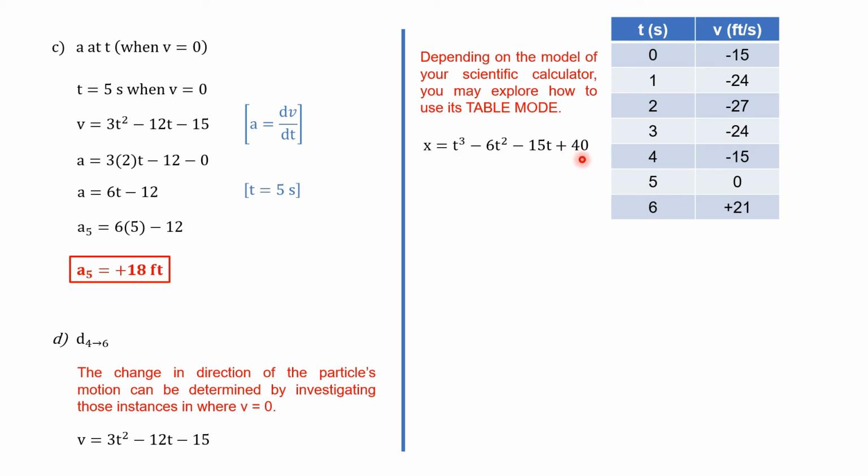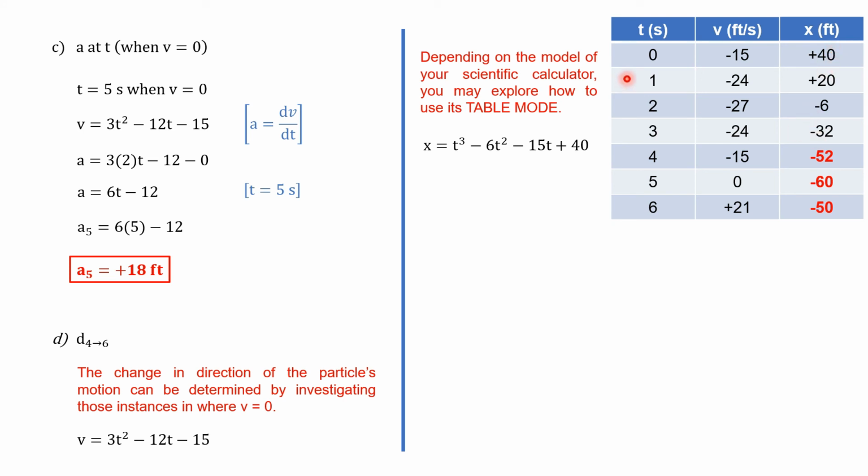So, using the table mode, it will show the values of position corresponding to your input time. So, our concern in this class is the time from 4 to 6 seconds. The position at 4 seconds is negative 52 feet. Then, at time equal to 6 seconds, that is negative 50 feet. The negative 60, we computed a while ago. So, these three, we will consider in our plot.